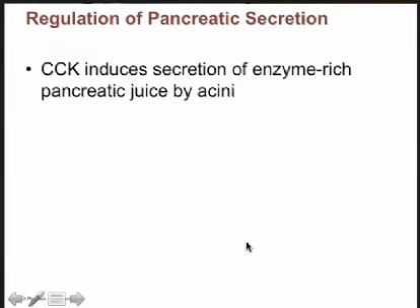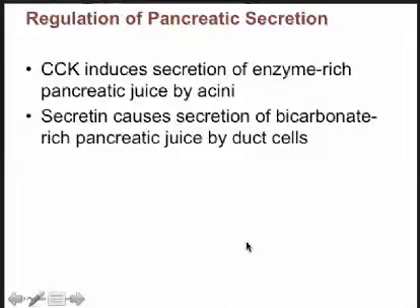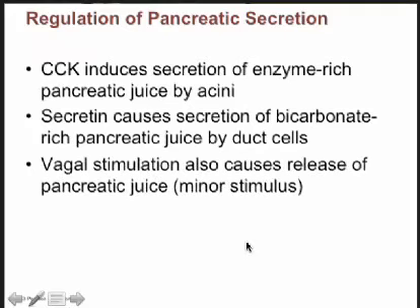CCK induces secretion of an enzyme-rich pancreatic juice by the acinar cells of the pancreas, and secretin causes secretion of a bicarbonate-rich pancreatic juice by the duct cells. When both of these act together, we get essentially an enzyme-rich, bicarbonate-rich, and bile-rich secretion that is prepared now to digest the chyme all the way down into its monomeric components. Vagal stimulation also causes the release of pancreatic juice. It is considered to be a minor stimulus.